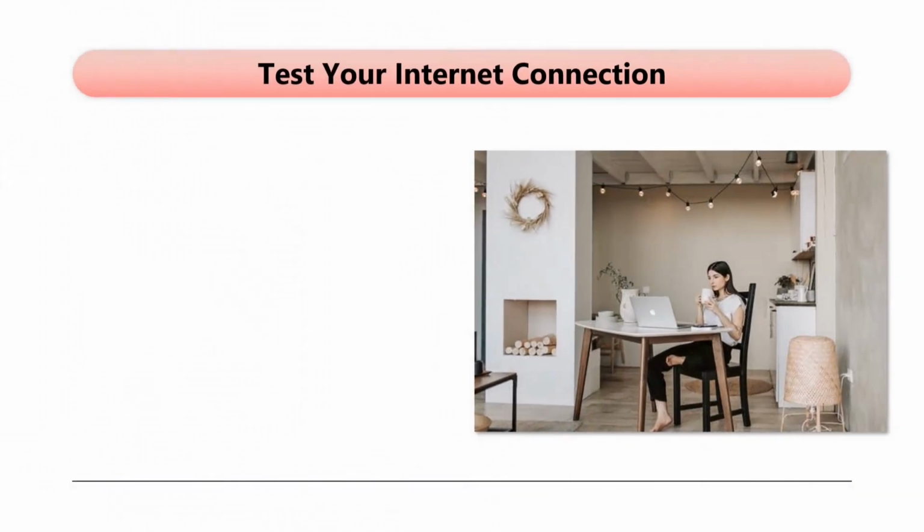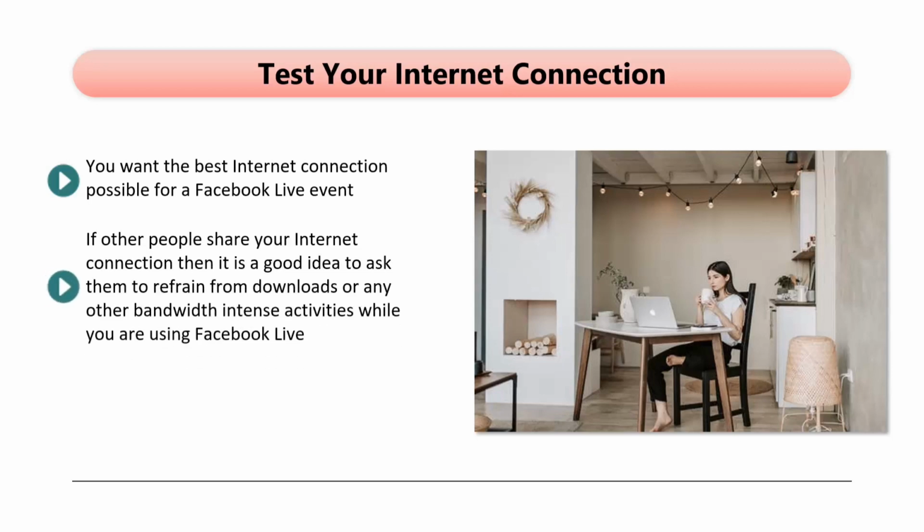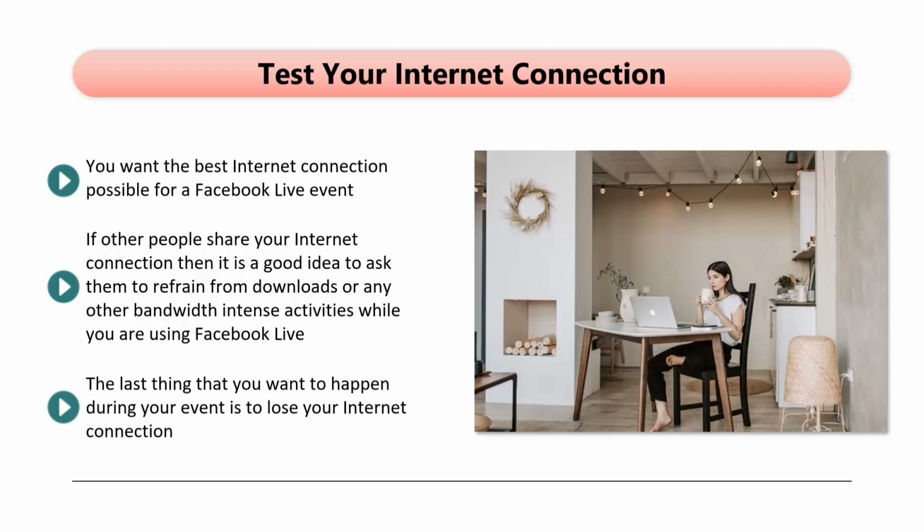Test your internet connection. You want the best internet connection possible for a Facebook Live event. If you use Wi-Fi to connect to the internet, as many businesses do, then test your connection prior to commencing with your live event. If other people share your internet connection, then it is a good idea to ask them to refrain from downloads or any other bandwidth-intense activities while you are using Facebook Live. You can use a booster for your Wi-Fi network to boost a signal to where you are located if this is necessary. The last thing that you want to happen during your event is to lose your internet connection.